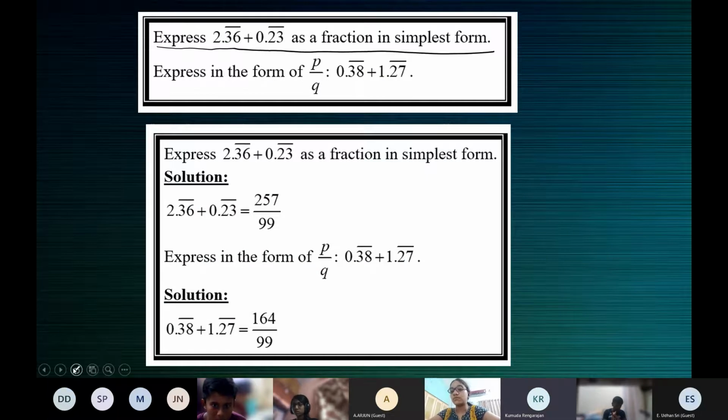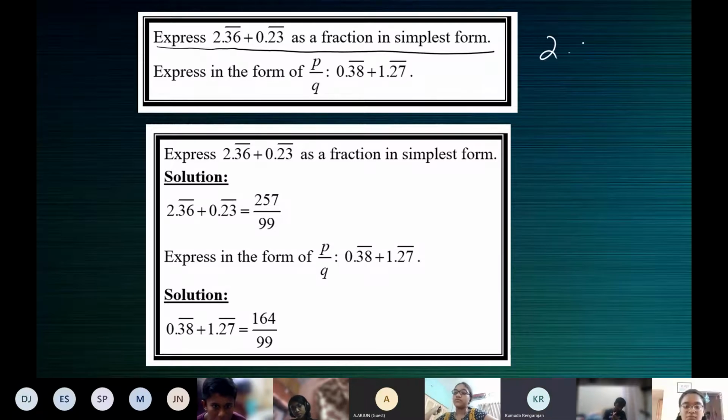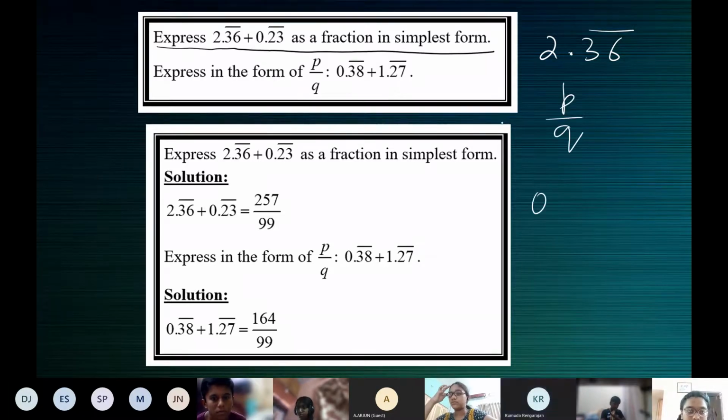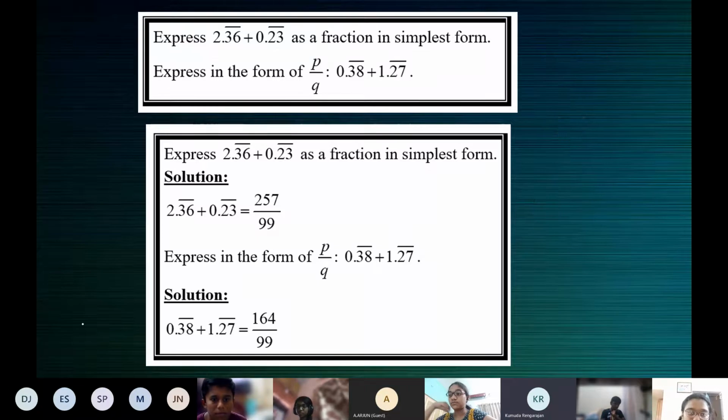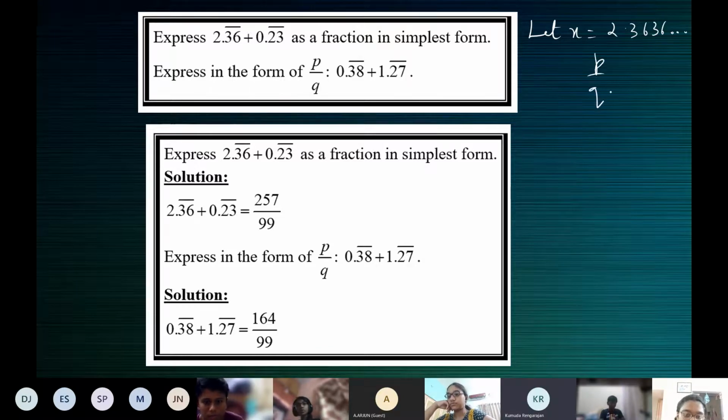So children, take up 2.36 recurring. Write this in the P by Q form. You must first say let X be equal to 2.36 going on forever. Then find the P by Q form for this one. Then say let Y be equal to 0.232323 going on forever, and find the P by Q form. Then add the two answers.